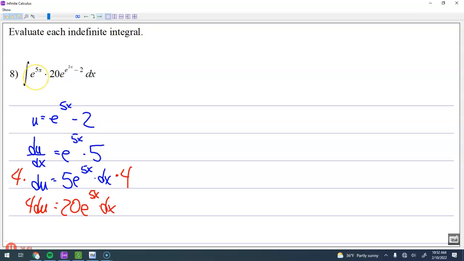So in my original problem, instead of writing 20e to the 5x times dx, so instead of both those chunks, I can put 4 du. So Devin, that's the part you were asking about, I think. Are you good there? Okay. And then instead of e to the 5x minus 2, I can put e to the u. Agree? And then this is a lot easier to integrate than this was. So what's the integral of e to the u? It's e to the u. 4 comes with it.